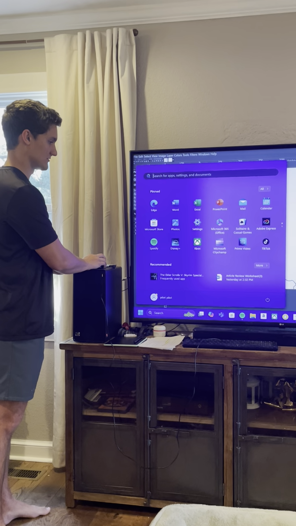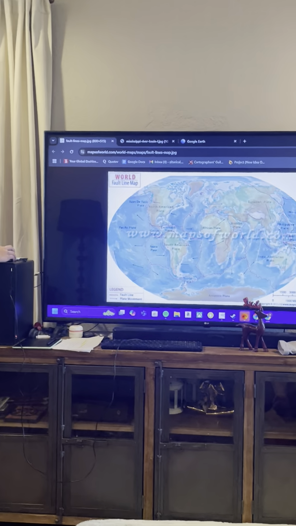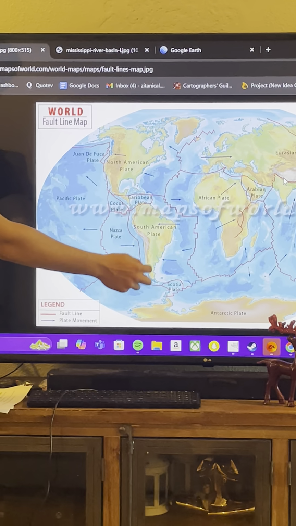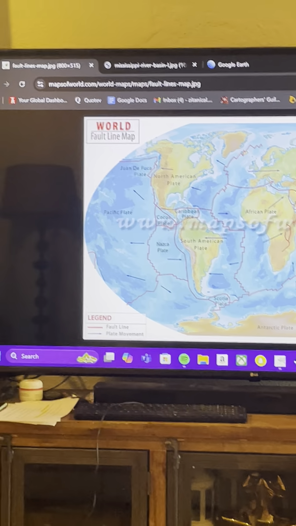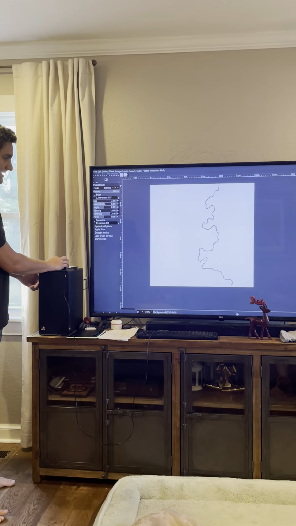I'll pull up a visual here. These are the larger plate tectonics in the world. They've created huge mountain ranges like the Himalayas. Right over here are the Andes, which are also some of the largest mountains in the world. And so using that kind of knowledge, you can put it into your fantasy map.